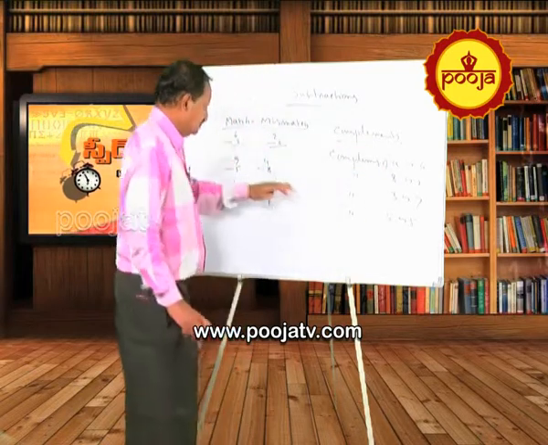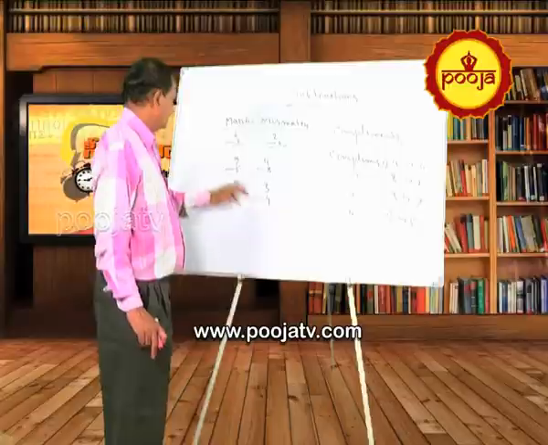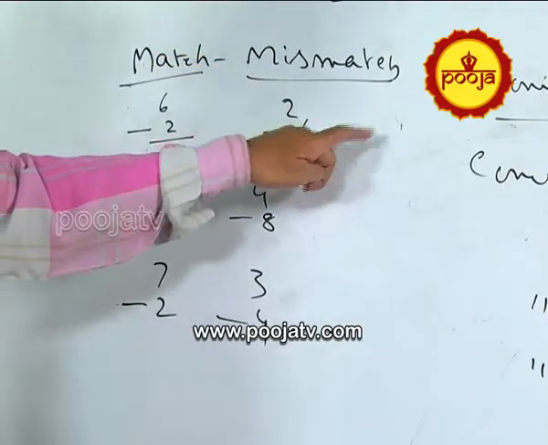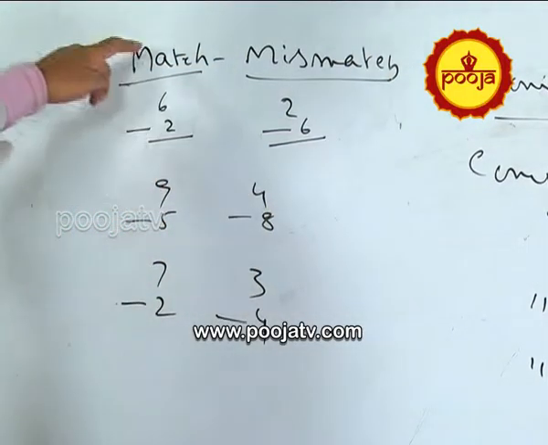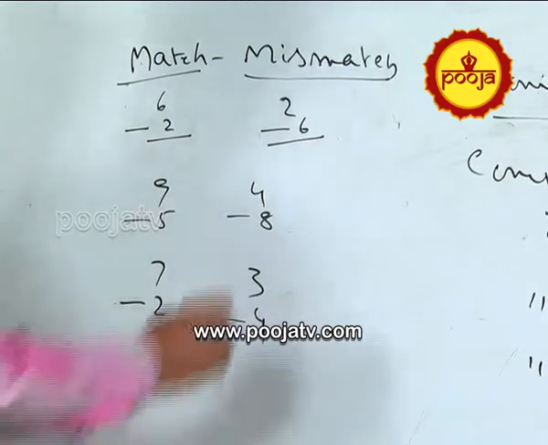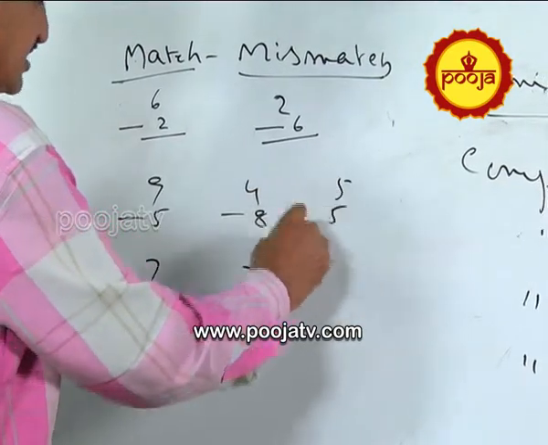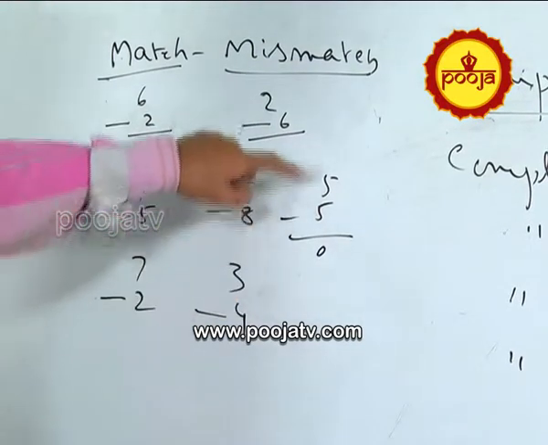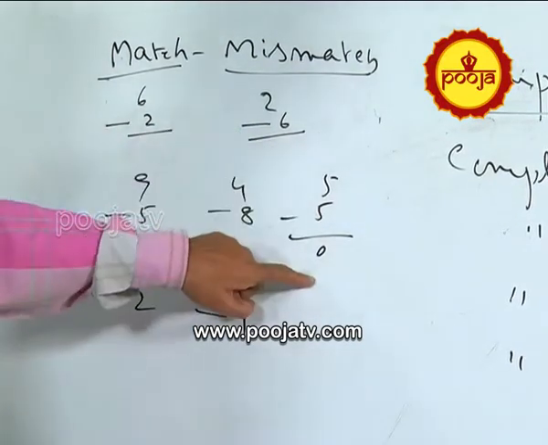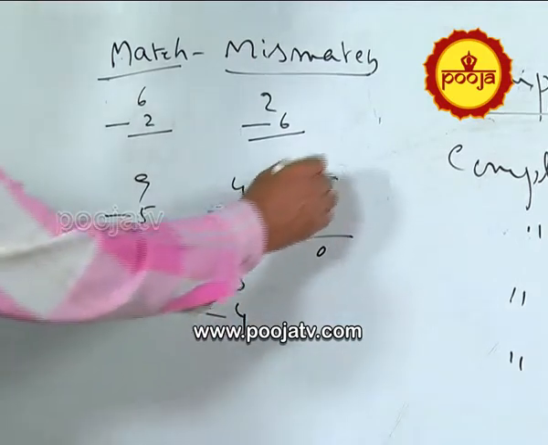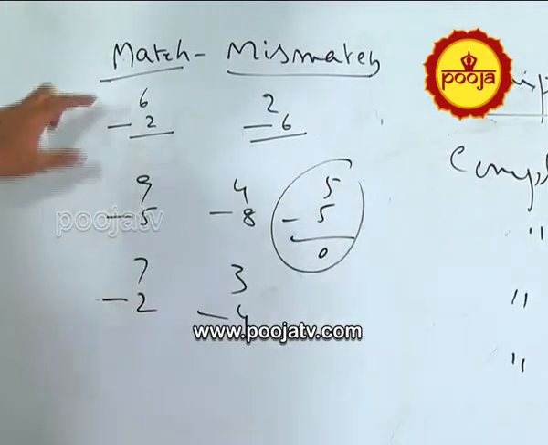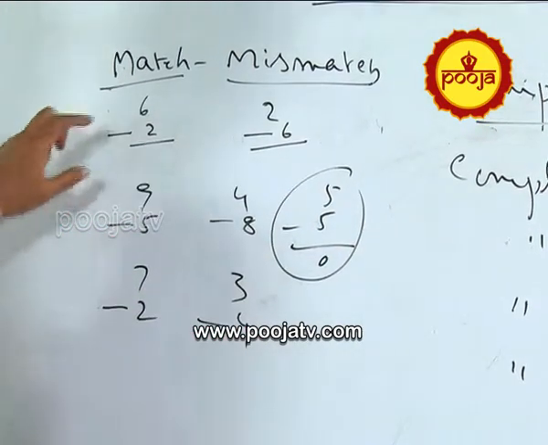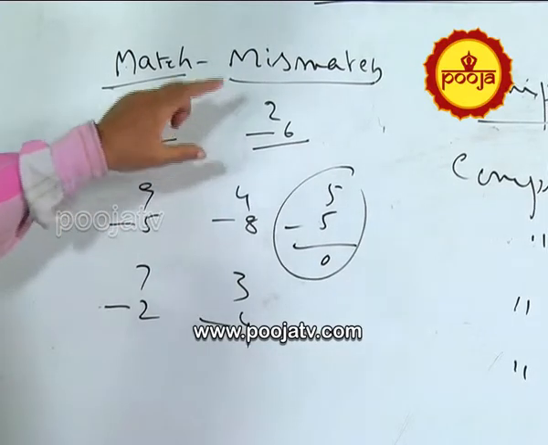So, please do remember, do try to understand match, mismatch and complements. Match is where you can easily subtract. Even 5 minus 5 is also match, because you can subtract, let the answer be 0, but you can subtract it easily. So, 5 minus 5 is also match, not mismatch. When you can subtract a number, it is match, when you cannot subtract, it is mismatch.